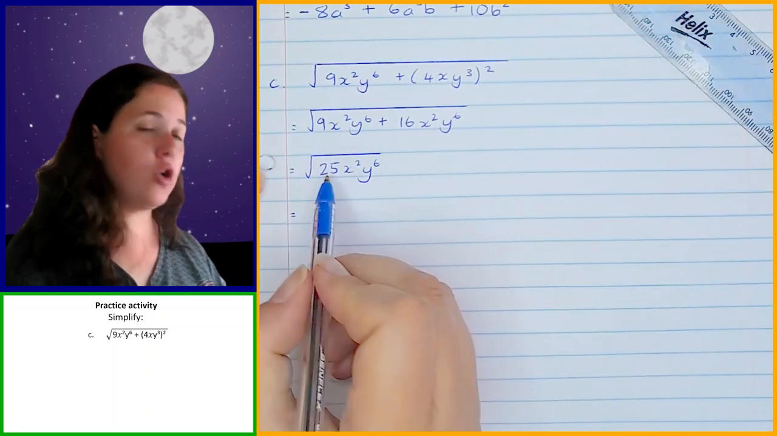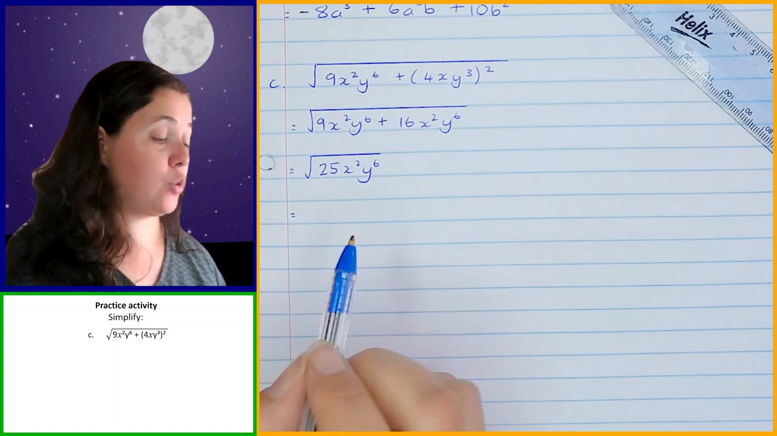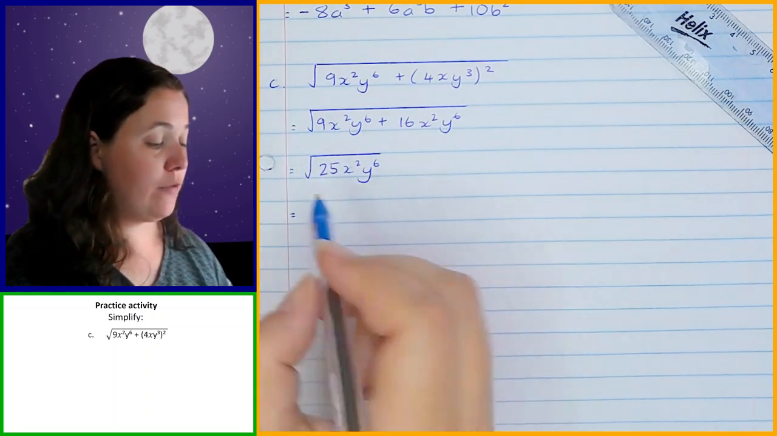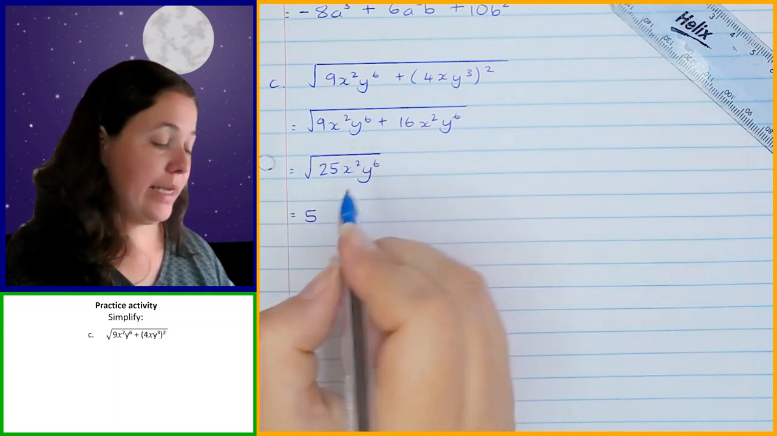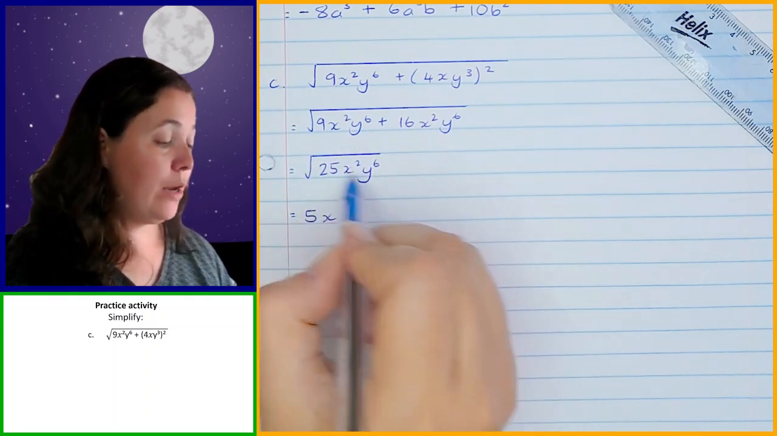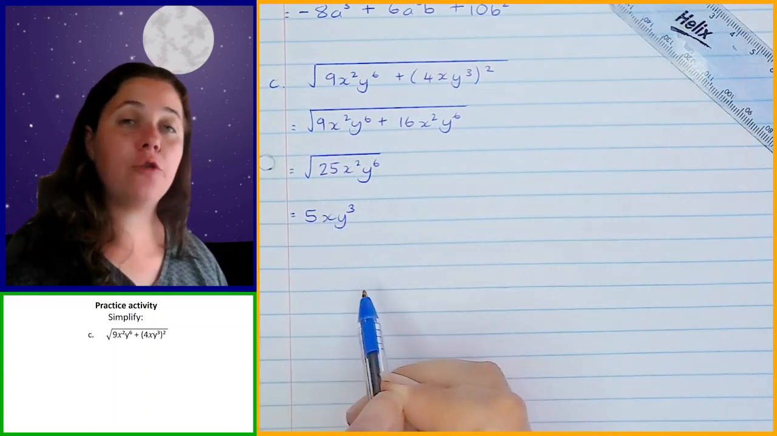Okay, so now that I've got one term inside my square root sign, now I can do the square rooting. So the square root of 25 is 5, the square root of x squared is x, and the square root of y to the power of 6 is y cubed. So that's what you should have got for question C.